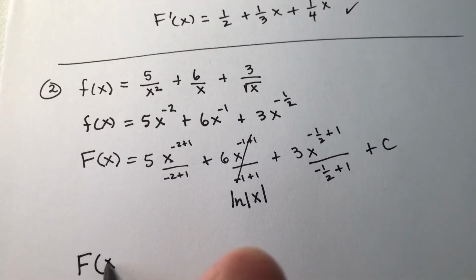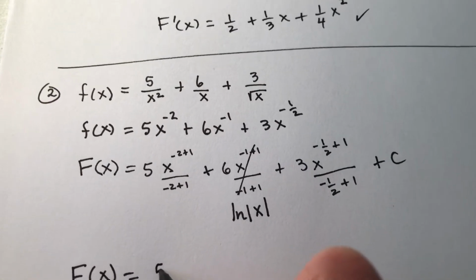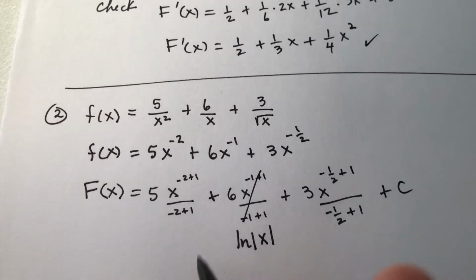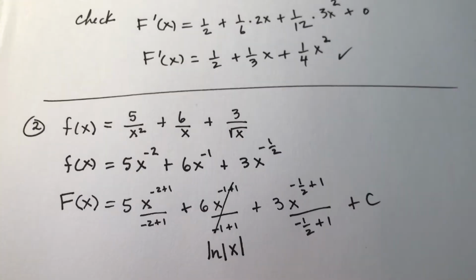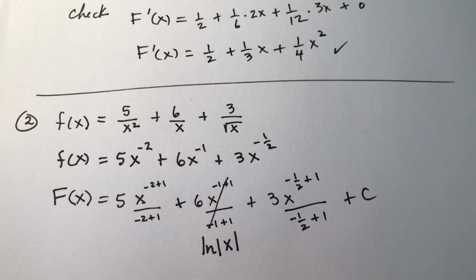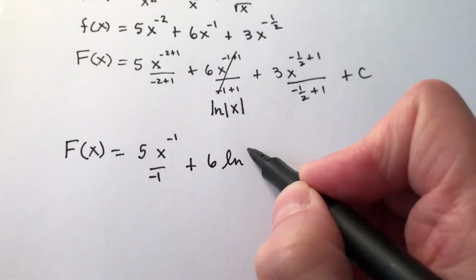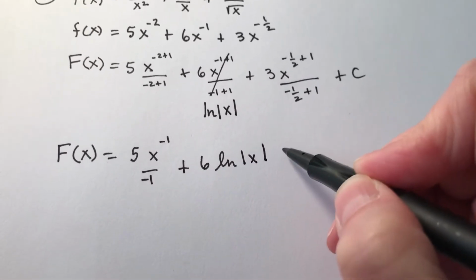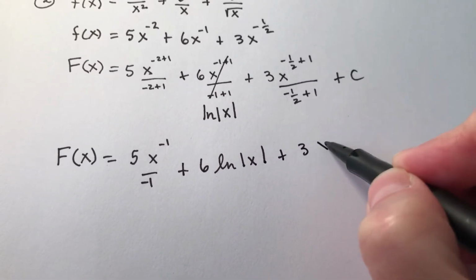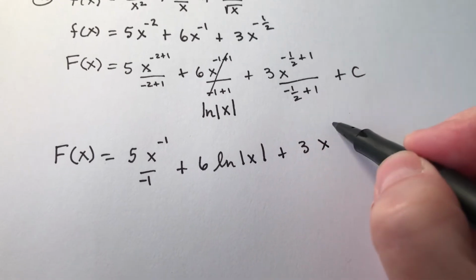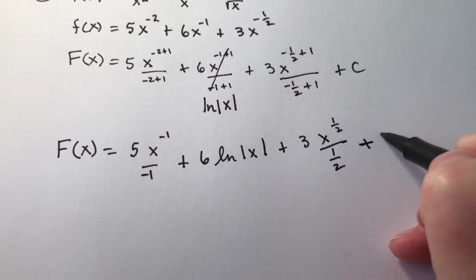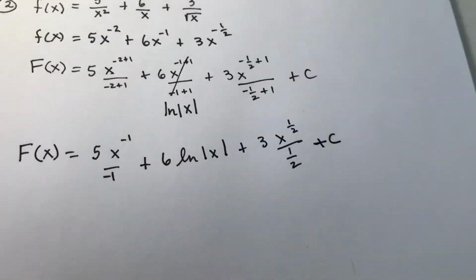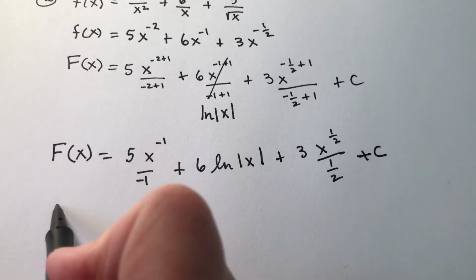So my capital F of x is 5x to the, well, add that, and you get negative 1 over negative 1 plus 6 ln absolute value of x plus 3x to the negative 1/2 plus 1 is 1/2 over 1/2. And that just doesn't look good.